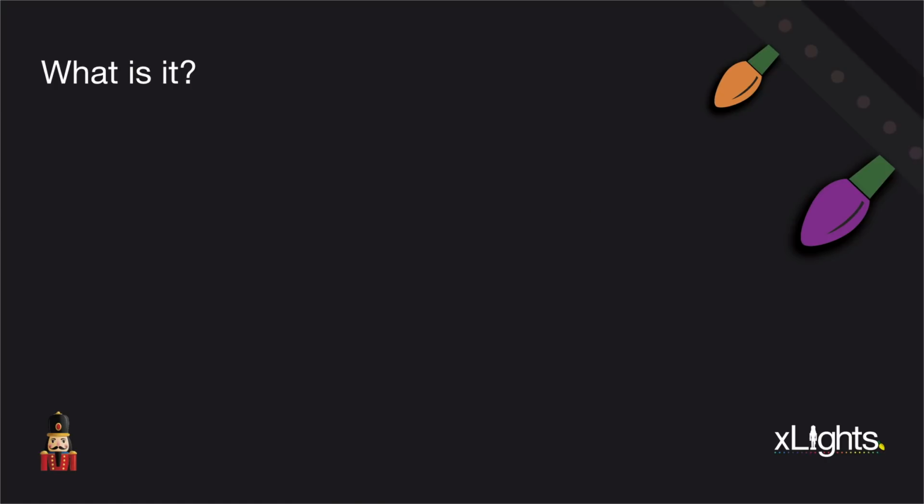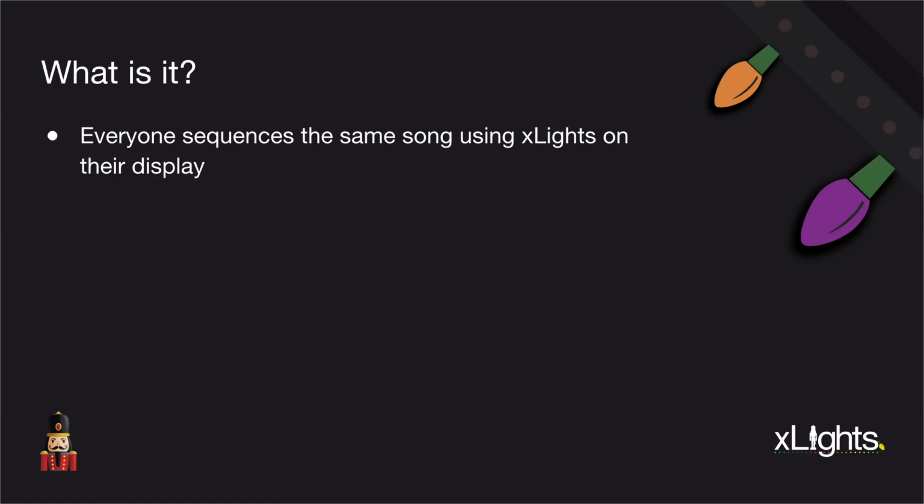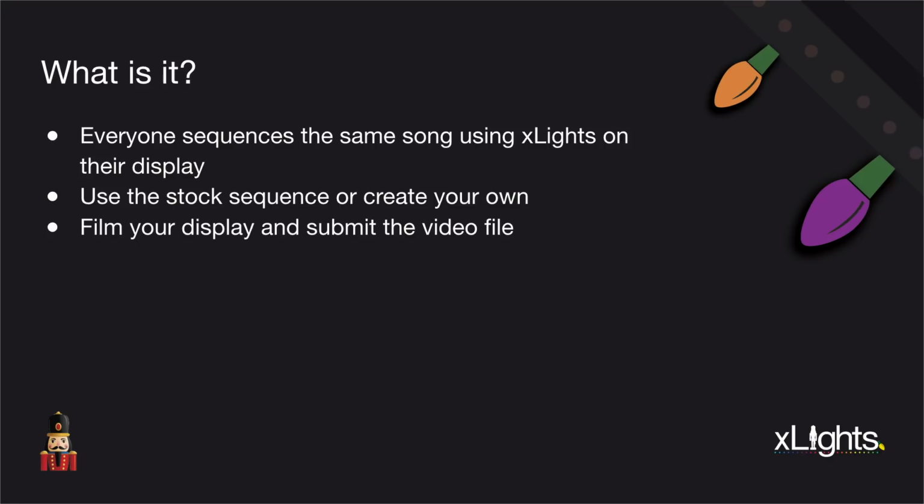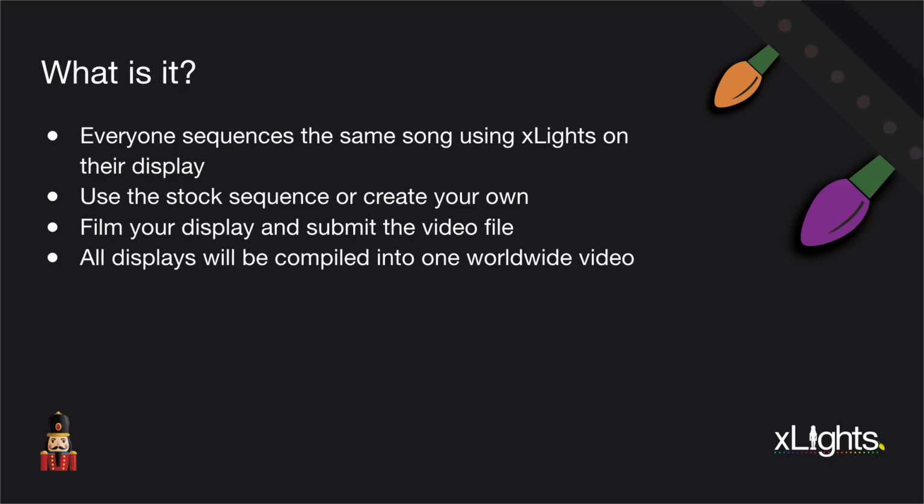The xLights Around the World project was started 2 years ago, and basically everyone sequences the same song using xLights and puts it on their display. We'll provide a stock sequence for you, or you can create your own. Then, once your display is set up, go out and film your display and submit the video file. In December, we'll compile all the video files and we'll make it into one worldwide video, with each display having a few seconds of time on the final video.